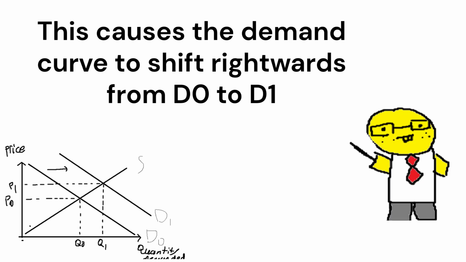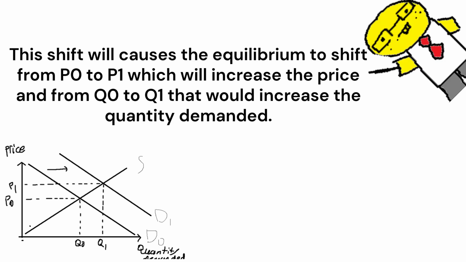This causes the demand curve to shift rightwards from D0 to D1. This shift will cause the equilibrium to shift from P0 to P1, which will increase the price, and from Q0 to Q1, that will increase the quantity demanded.